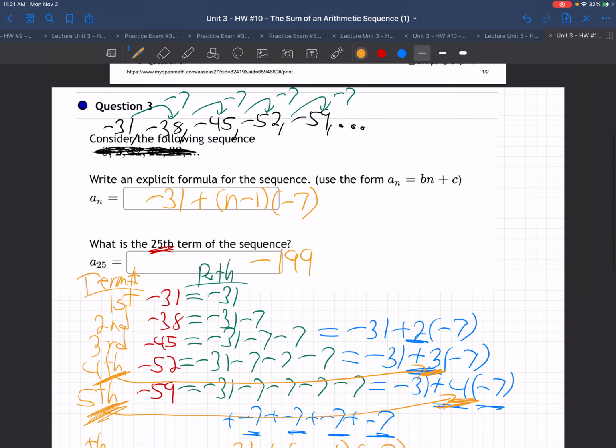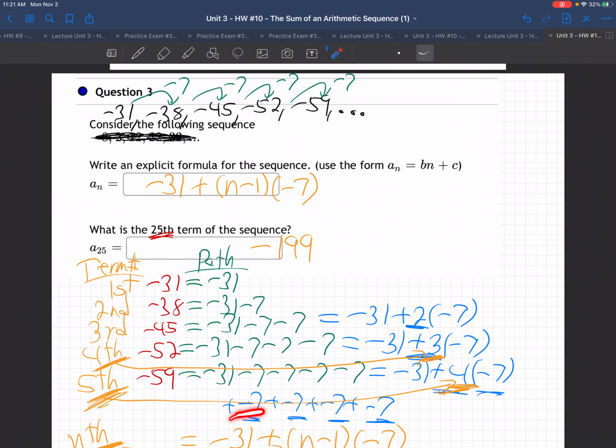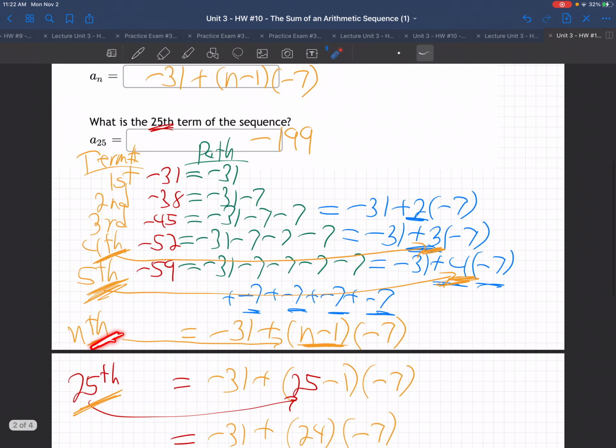So you find the formula by just writing out the terms. And be careful. Every time you're subtracting another 7, but that's really adding a negative 7. It'd probably be more helpful if you write it that way. Add a negative 7, add a negative 7, add a negative 7, add a negative 7. Right? So 2 negative 7s, you're adding 3 negative 7s, you're adding 4 negative 7s. So for the nth term, you're adding n minus 1 negative 7s.